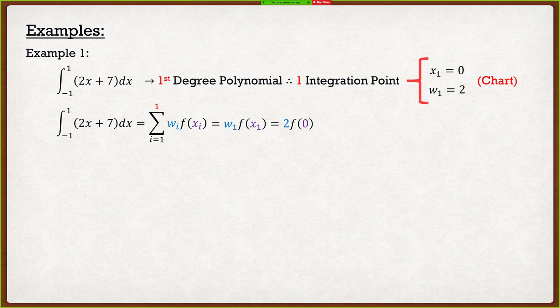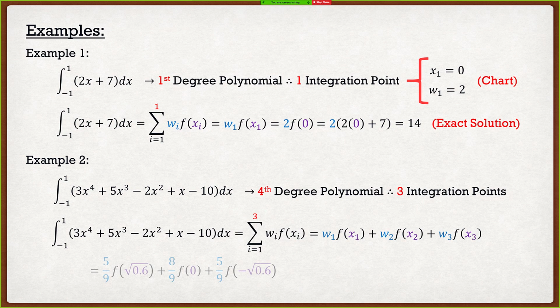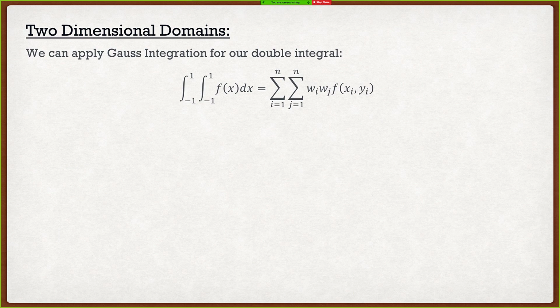So we did our examples. We're feeling pretty good about this Gauss integration, looking pretty sexy, but we have a problem. We don't have a single integral in our stiffness matrix. We have a double integral. Gauss integration says, you know what, no problem. I can take care of that.